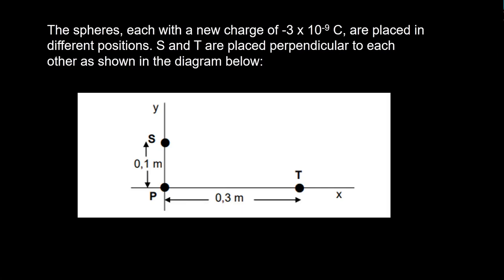Right, the spheres, each with a new charge, we know about this, are placed in different positions. So you can see the positions have now changed. S and T are perpendicular to each other. So what does that mean? It means that there is a 90 degrees angle there. And that is really important to note. It also shows us on this diagram the distance between them. So you can see the distance between S and P is 0.1 meter. The distance between P and T is 0.3 meters.